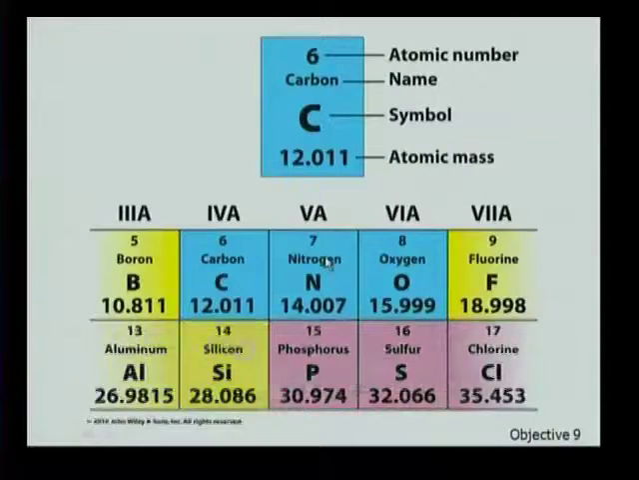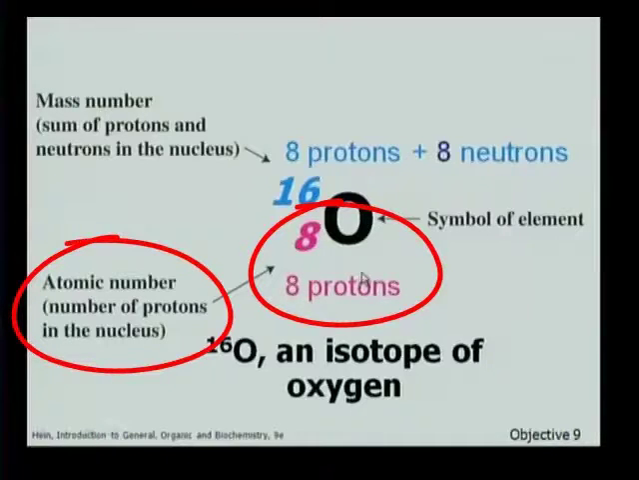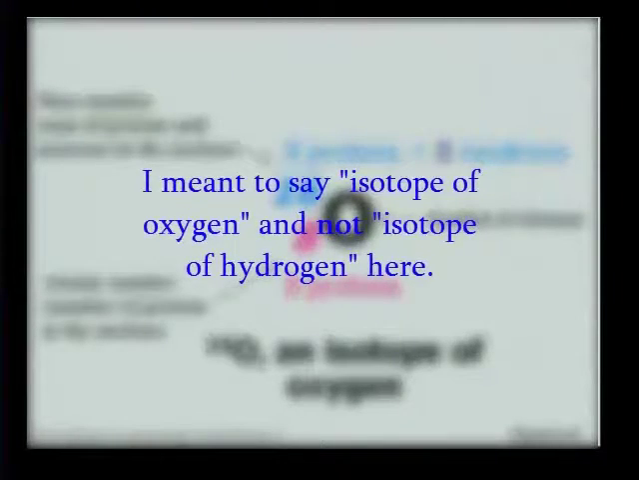Sometimes we'll show the number of protons as a subscript in front of the atomic symbol, and that's the atomic number shown here in red. Remember, red is the color we're using for protons. Because it has 8 protons, this atomic number is shown here. 8 protons plus 8 neutrons make 8 plus 8 is 16. That's the mass number of oxygen 16. So this is an isotope of oxygen called oxygen 16.